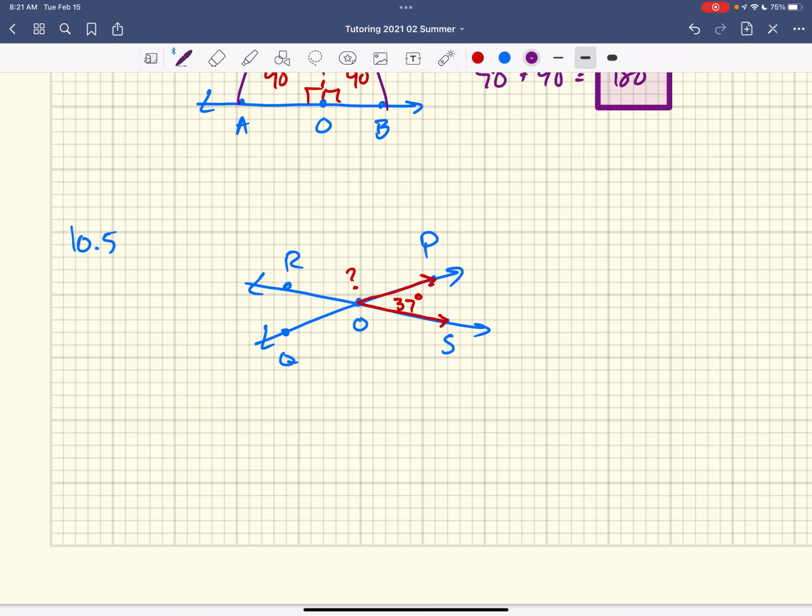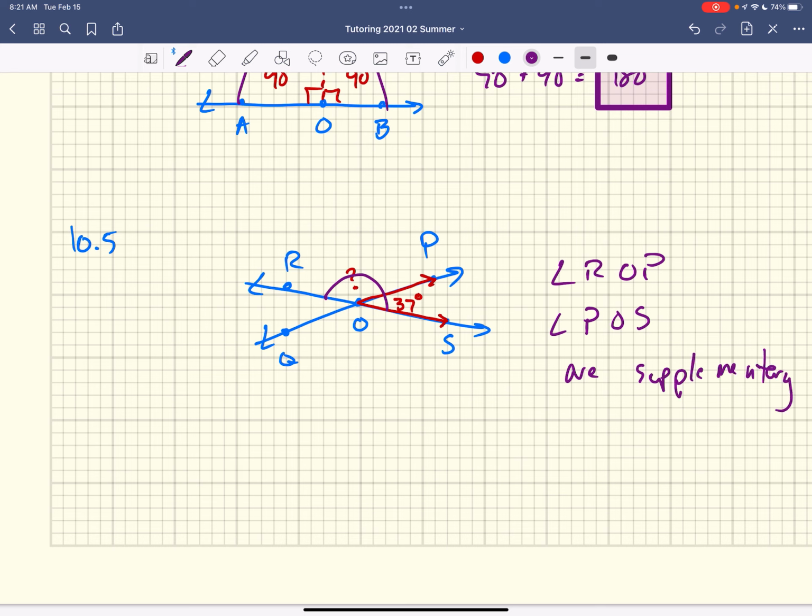All right, if you figured out that the answer was 143, you are correct. Well done. You should be able to see here pretty easily that RS, or ROS, if you want to call it that, is a straight angle, that 180-degree angle. So these are what we call supplements. Angle ROP and angle POS are supplementary angles.